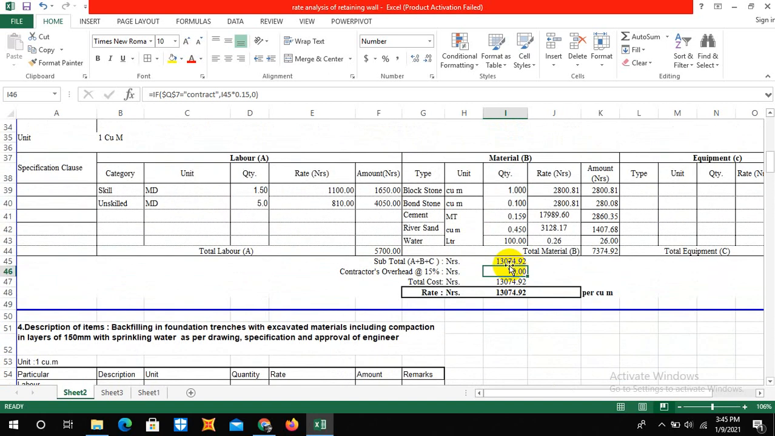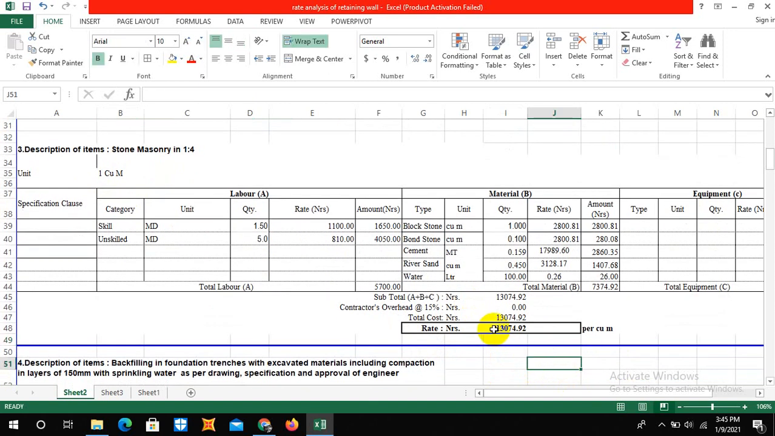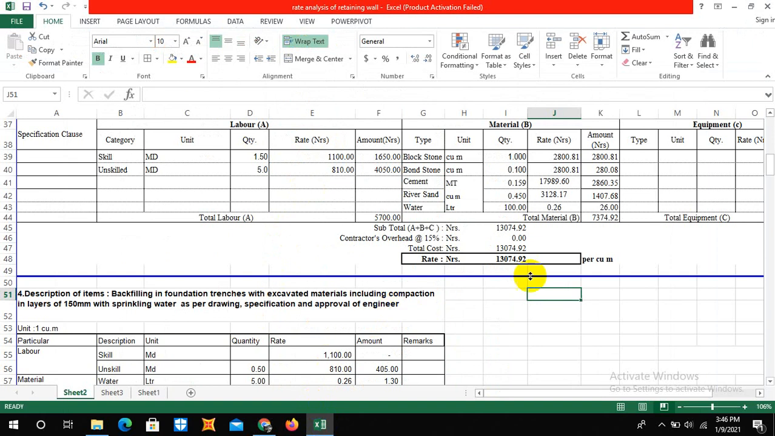There might be some confusion in the DUDBC norms. Sometimes for 10 cubic meter quantity, how will you find the rate per cubic meter? If there is 10 cubic meter, then we need to divide the total rate obtained by 10, and then the per unit rate will be derived. So don't get confused by that. Sometimes there will be 10 cubic meter or 10 square meter, then you need to divide the rate by 10 and then you will get the desired rate.